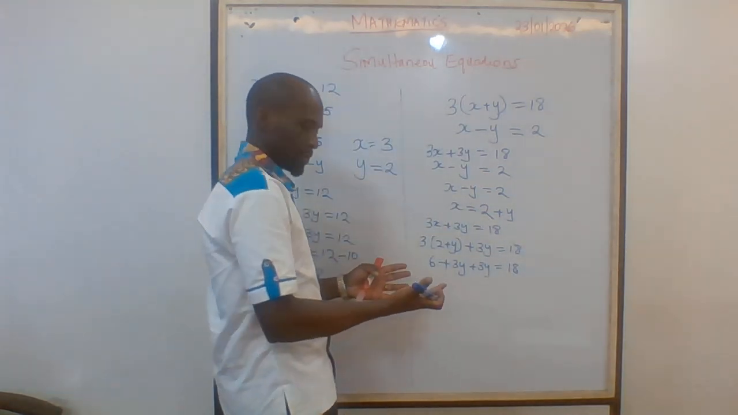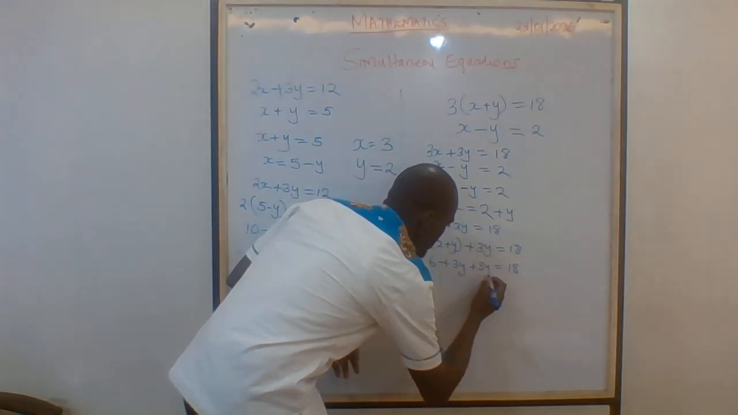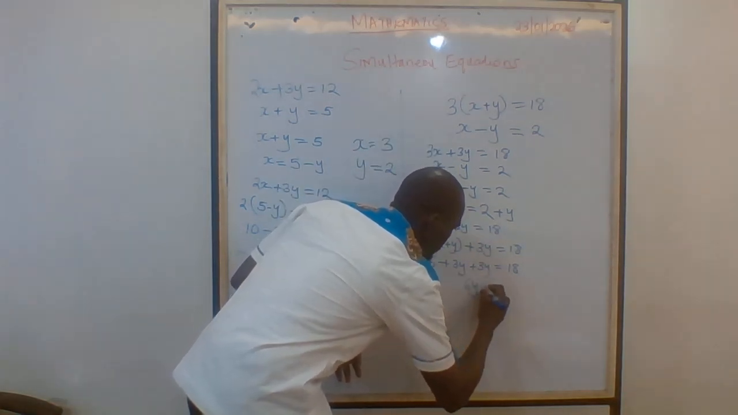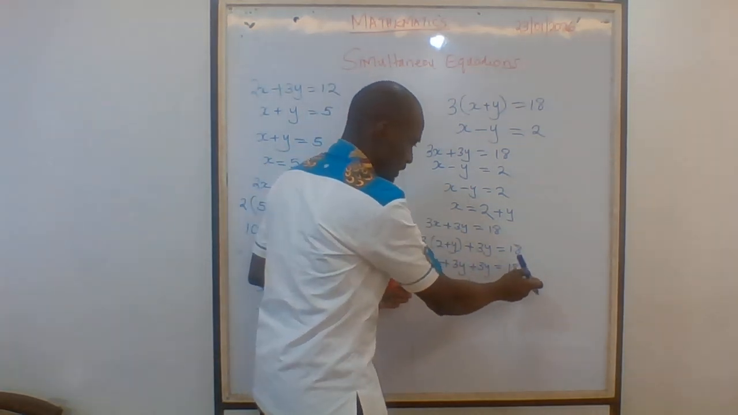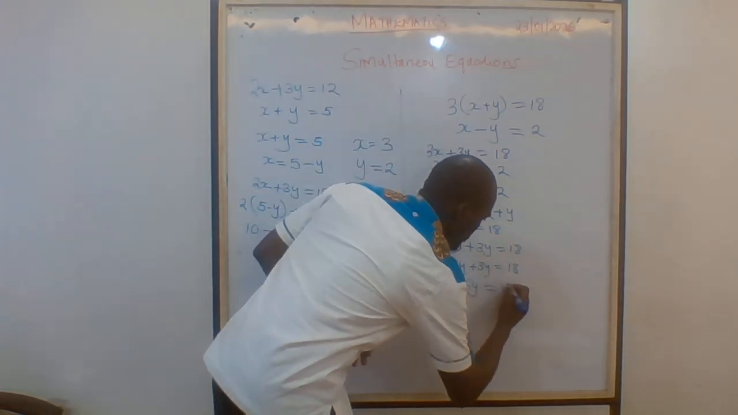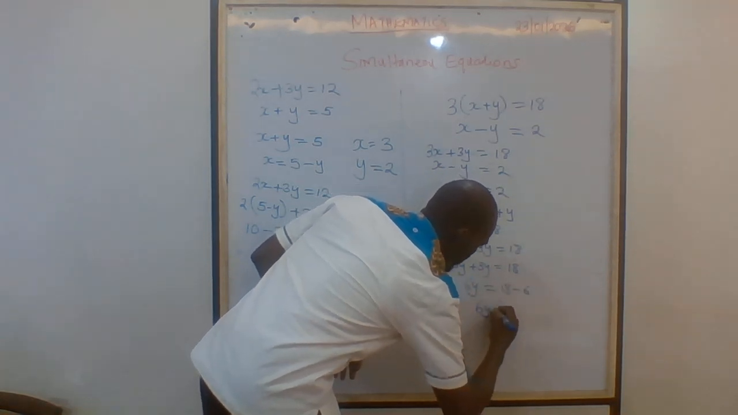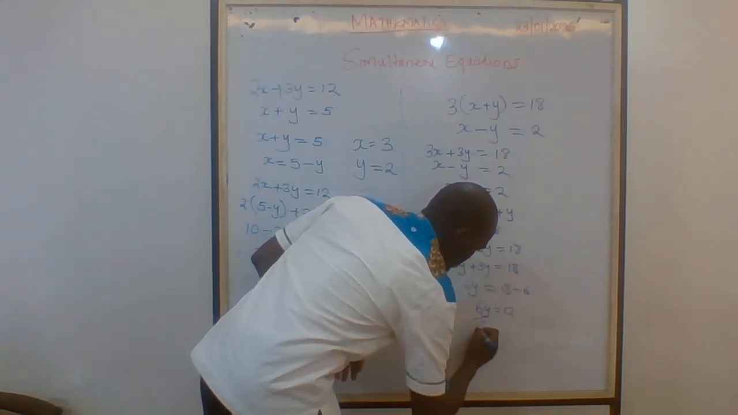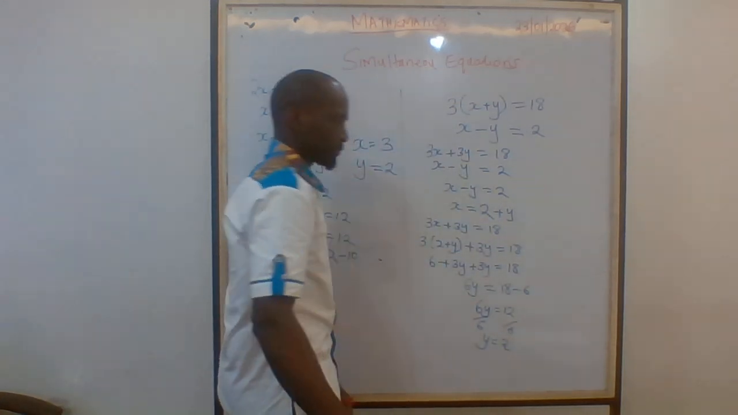So we put the like terms together. We take 6 to the other side, and here we're going to have 3y plus 3y is 6y, equal to, taking 6 to the other side, 18 minus 6, which gives us 12. So 6y is equal to 12. Divide by 6, divide by 6. Now y is equal to 2.